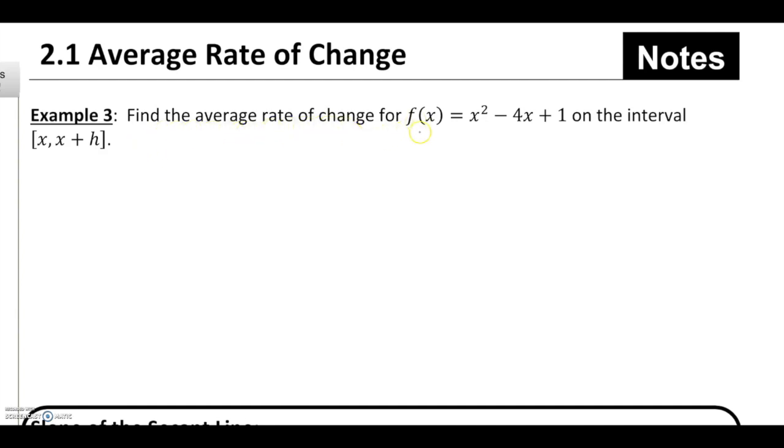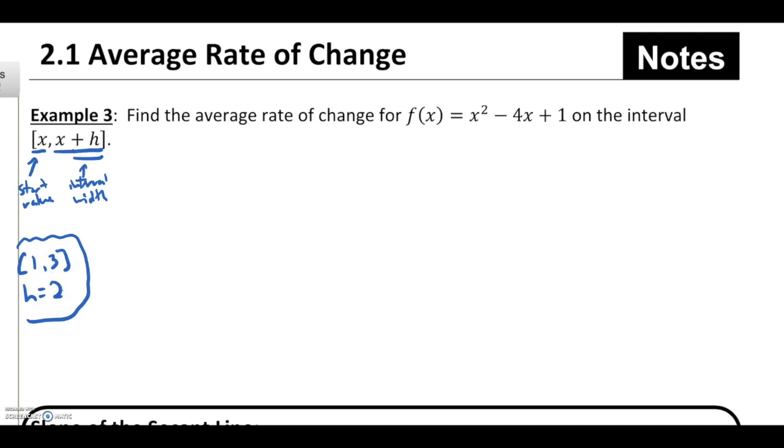Continuing with this idea of average rate of change, let's take a look at a slightly different example. Find the average rate of change for f of x equals x squared minus 4x plus 1 on the interval x to x plus h. Now I've taken numbers out of the interval and instead used x and x plus h. No different though. This is still the start value to my interval. And this right here in particular, this plus h, is just the interval width. This is the exact same as if I had said something like the interval from 1 to 3. Well, that h would have been an interval width of 2. No different.